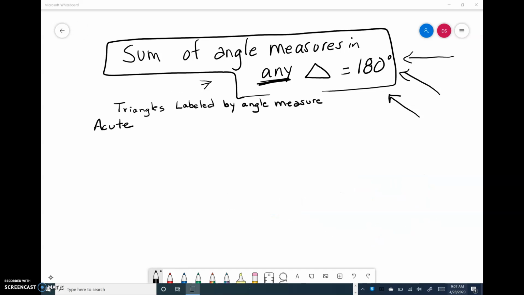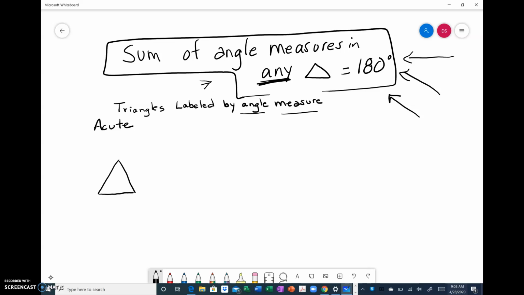The next part of this lesson follows the key concept box in the middle of 522. We're going to talk about labeling or classifying triangles by angle measure, okay? And there are 3 different names for triangles. And you can determine the name based on the angle measures that they give you.